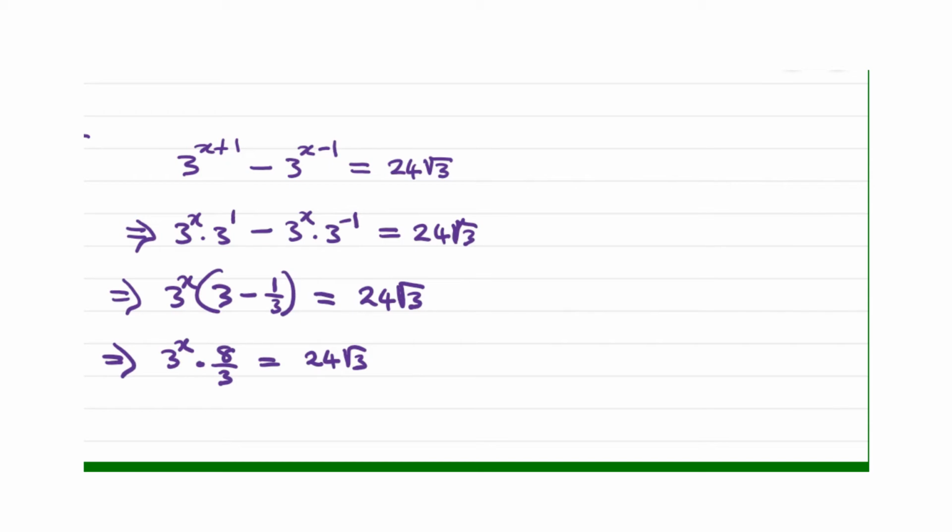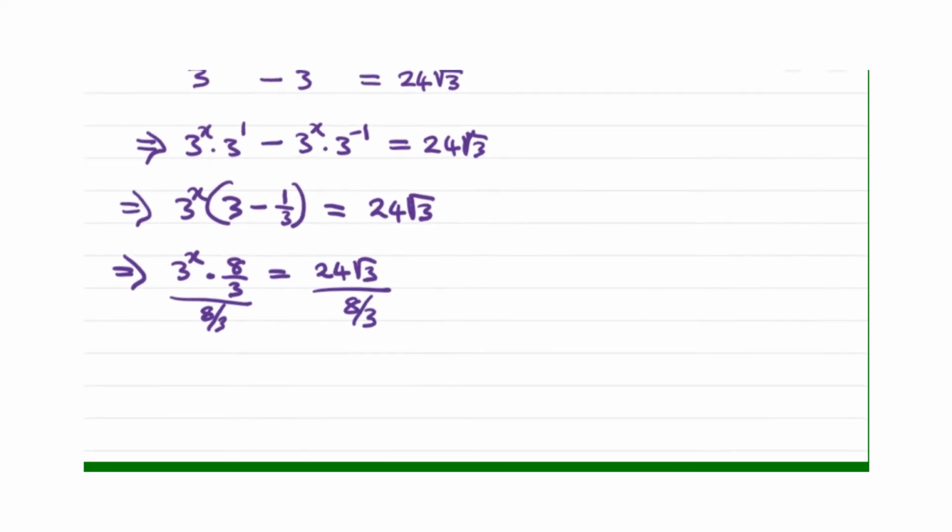I think it's clear there. Now we can proceed by dividing both sides here by 8 over 3, and again there we divide by 8 over 3, which is now to say here it will be equal to, here this cancels, therefore it means 3 to the power x is equal to 24 root 3 divided by 8 over 3. Let's check from the calculator. Straight away we get 9 root 3.